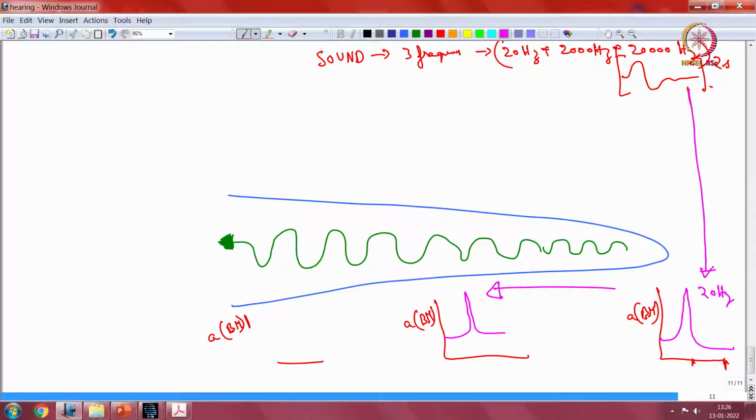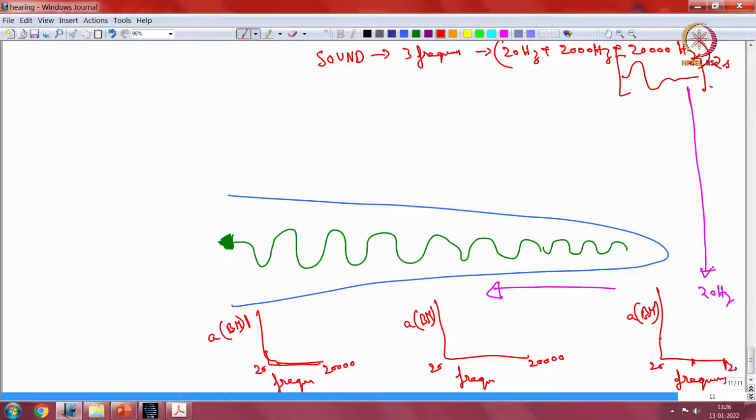Sorry, I think I need to redraw this. I have to redraw this, and we will redraw this. So, this is frequency. We will put it as 20 and 20,000.